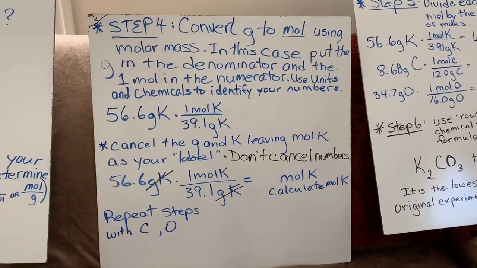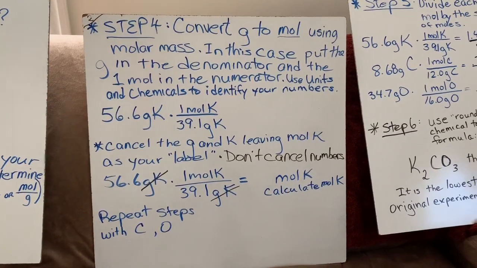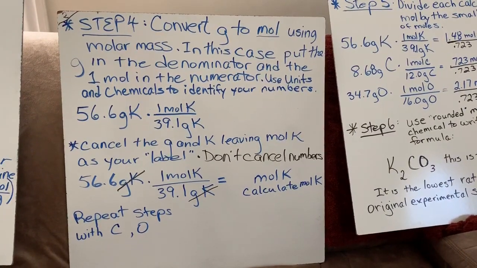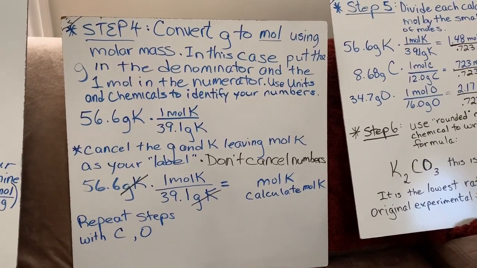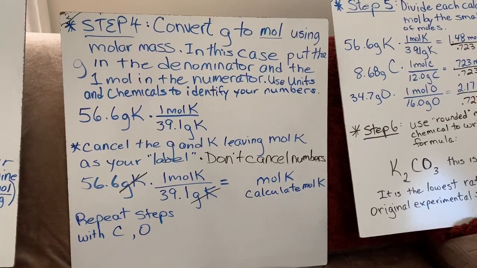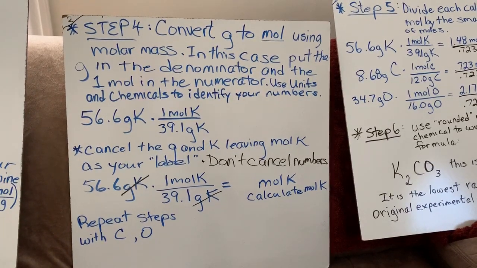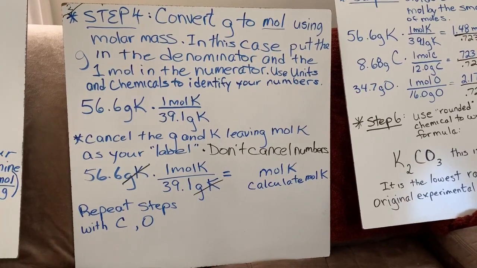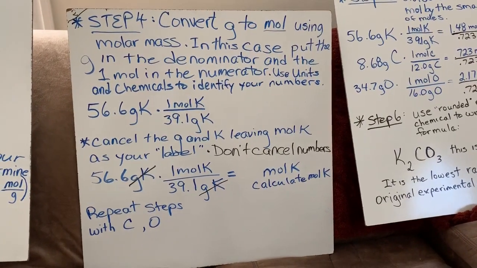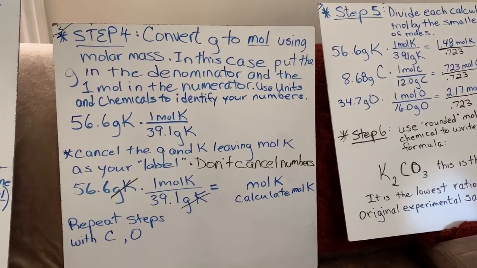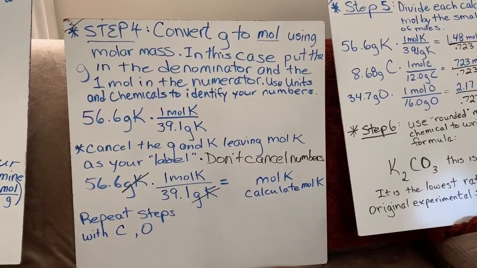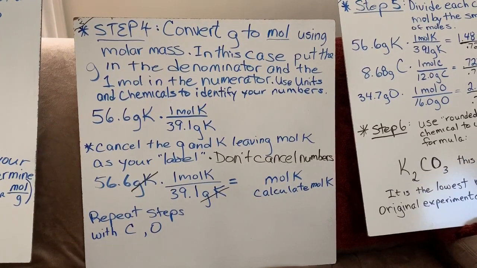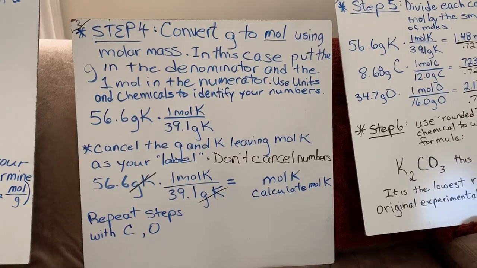There's potassium. The 56.6 grams is from the original 56.6% given in the problem. 1 mole potassium divided by 39.1 grams was found on the periodic table. The next step will be to cancel the grams and the potassium, just leaving moles of potassium as your label.